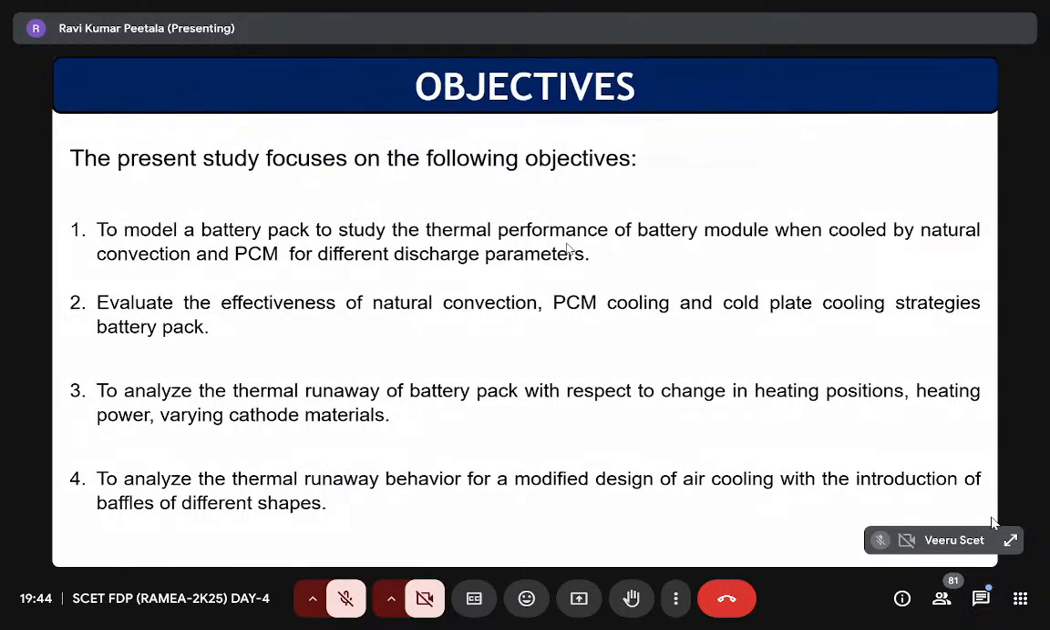So we work with various cooling systems with a modified design of the pack with air cooling systems. We use baffle plates to circulate more air over the surface. We see how much heat is reduced, or how much heat is dissipating from the cell, and we come to know some conclusions that we drew from them.